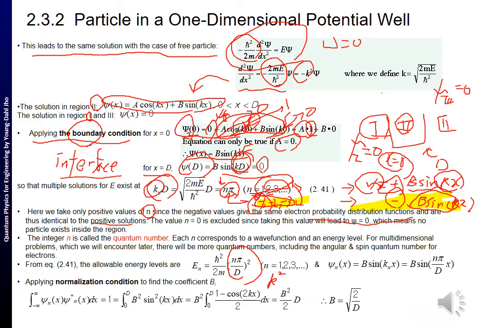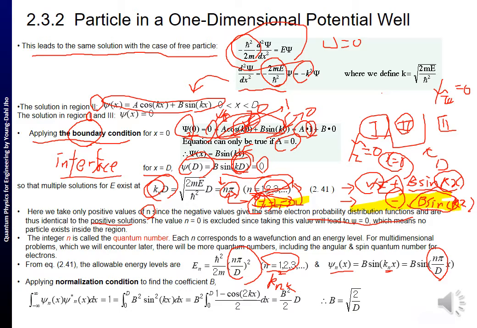Okay, and k square is a function of n, so sometimes you can write it down like k_n. n is that quantum number, varying like 1, 2, 3, and so on. The corresponding wave function psi_n is now B sine k_n x. k_n is given here, right?